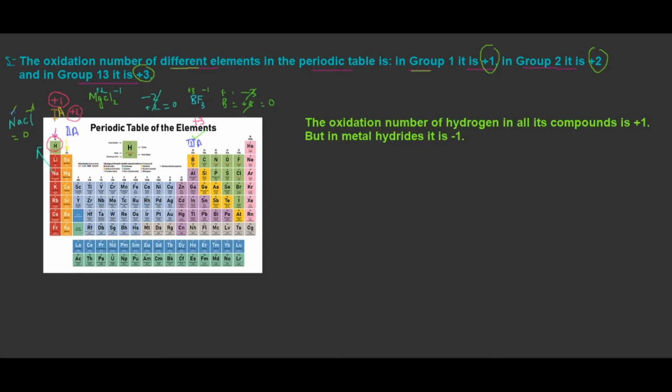Now we have the sixth rule for assigning an oxidation state, which says that the oxidation number for hydrogen in all of its compounds is +1, but whenever it forms a metal hydride, its charge or oxidation state is equal to -1. Now what do you mean by this? First we will talk about metal hydrides. What is a metal hydride?